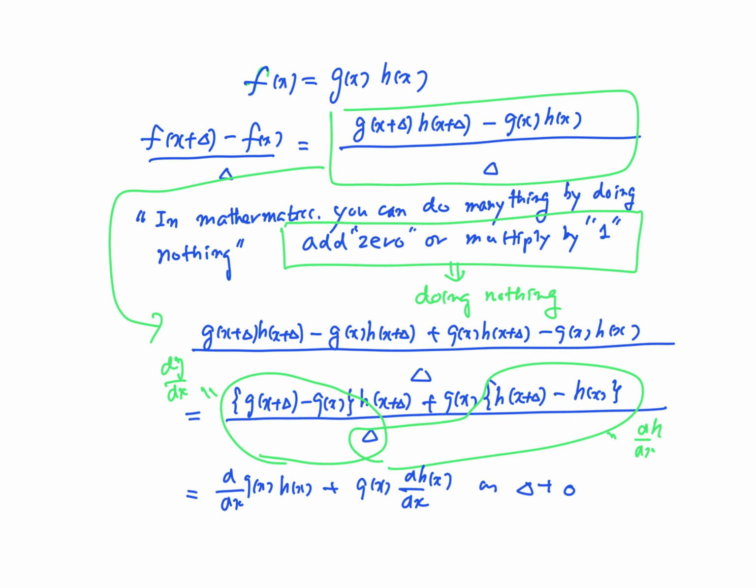So if you multiply two functions together, then you first take the derivative of the first function and multiply the second function, plus the first function times the derivative of the second function. Probably you know this already from school, right?